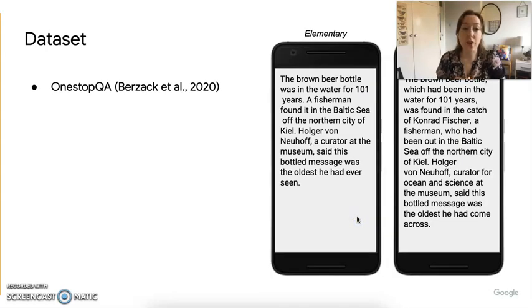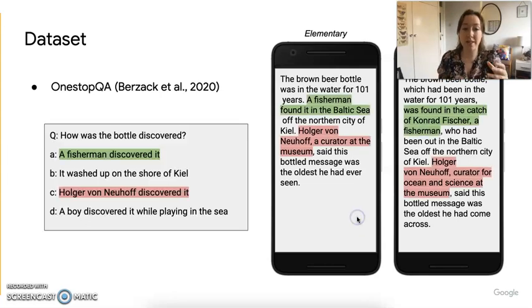The dataset that we use for this is One Stop QA. This is a dataset that has text at different levels. The really good thing about this dataset is that it has comprehension questions, which are designed to be very difficult to guess the answer to. So they give quite a good indication. If people are getting these answers right, it's a good indication that they've actually understood what they've read.